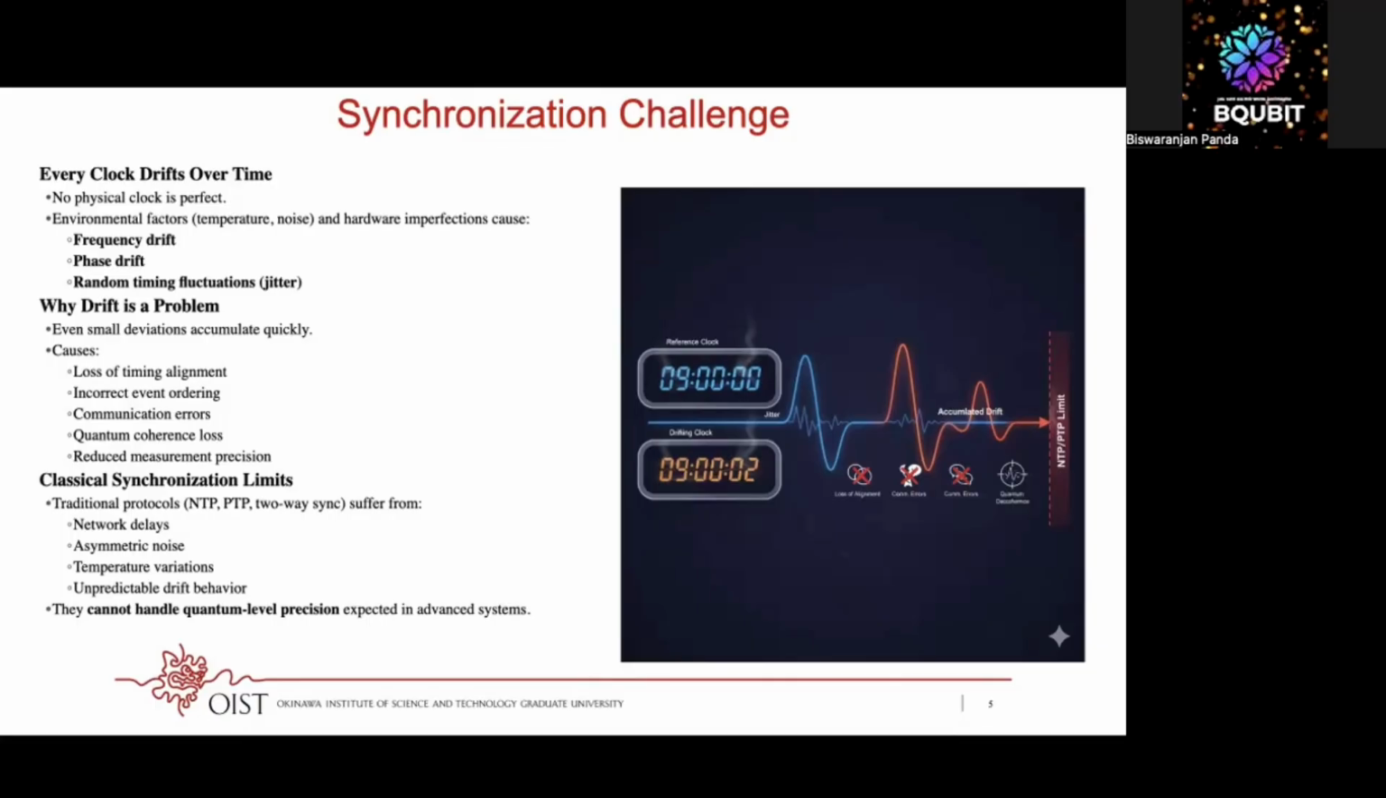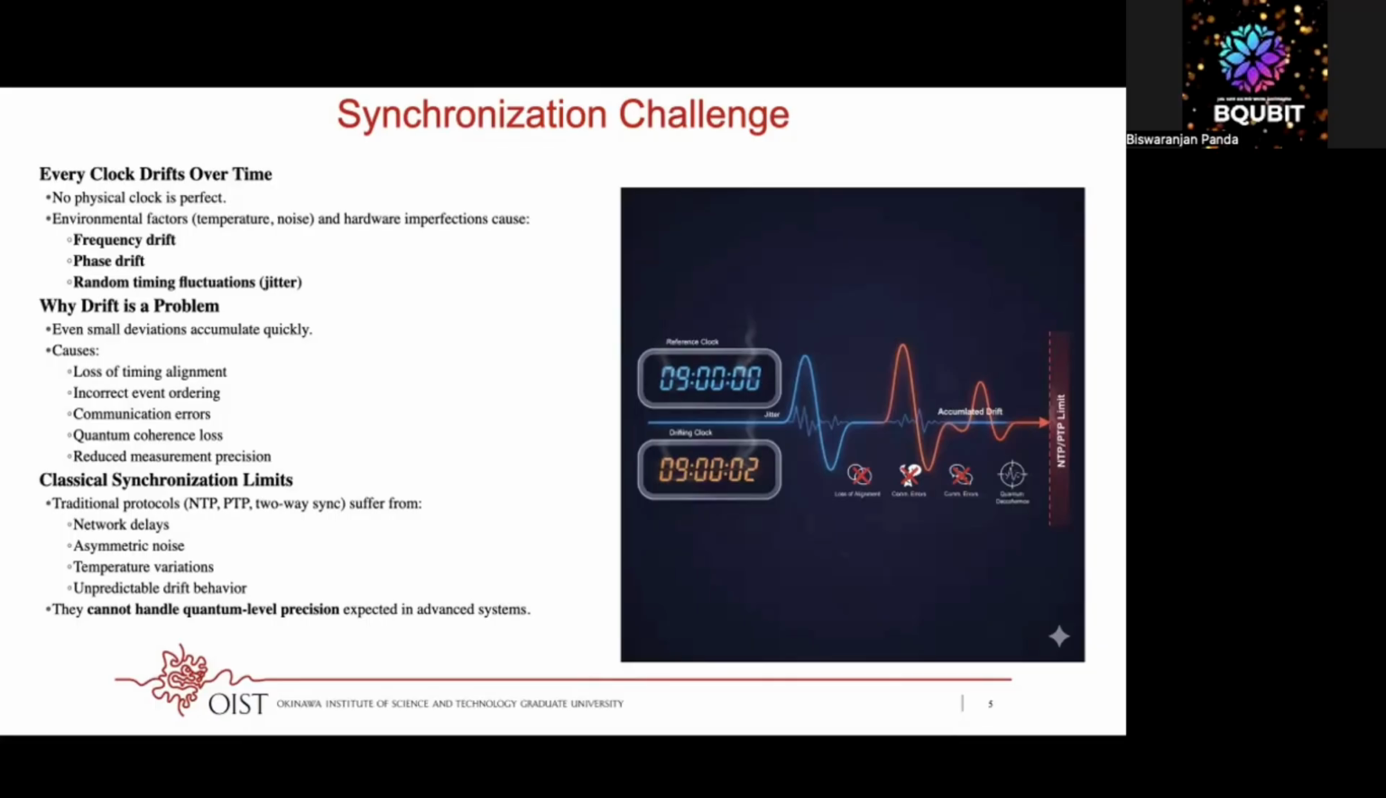Then phase drift, since phase is the integration of frequency, will happen. They will be out of phase, right? Then some random timing fluctuation, which is called jitter, will happen. So we can see there are lots of problems because of these environmental factors.